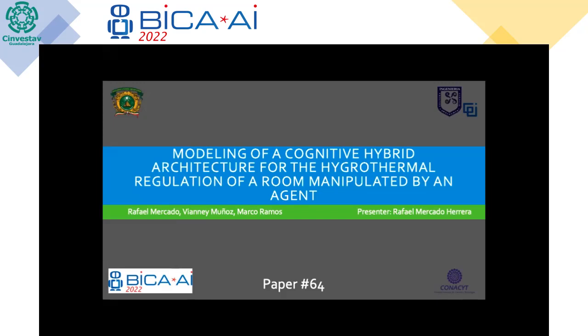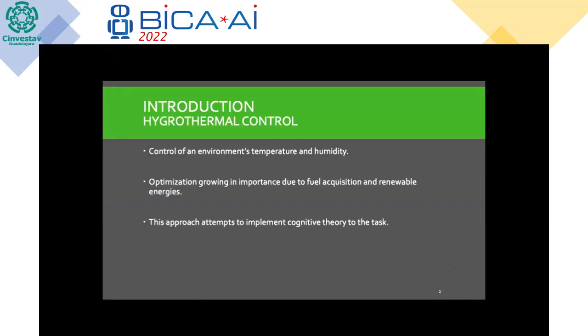We will begin by establishing the context of this research, which is hydrothermal control. That's the control of an environment's temperature and humidity. And as we can see with current events, optimization is growing in importance due to, first, the trouble with fuel acquisition, as well as the different societies' attempts at moving into renewable energies. Our approach attempts to implement a cognitive theory specifically for this task.